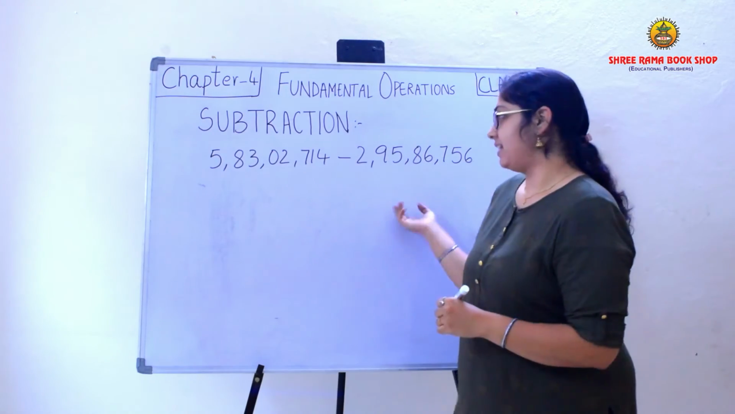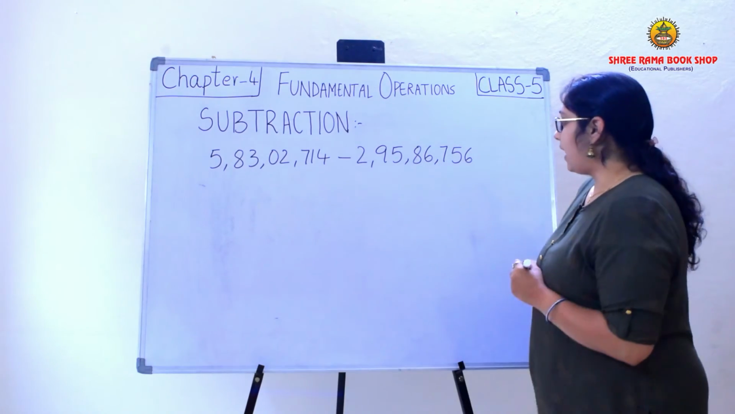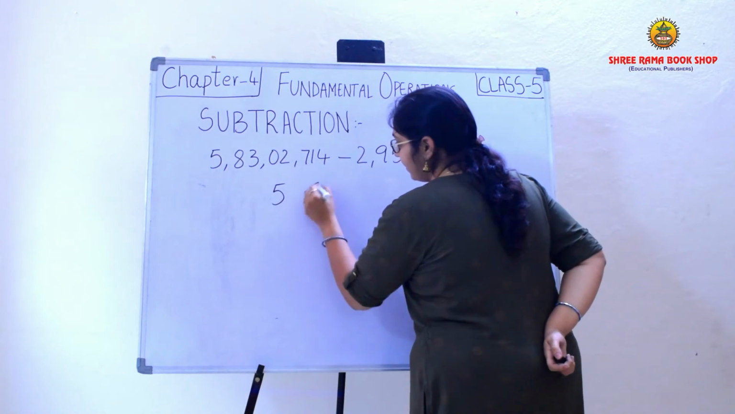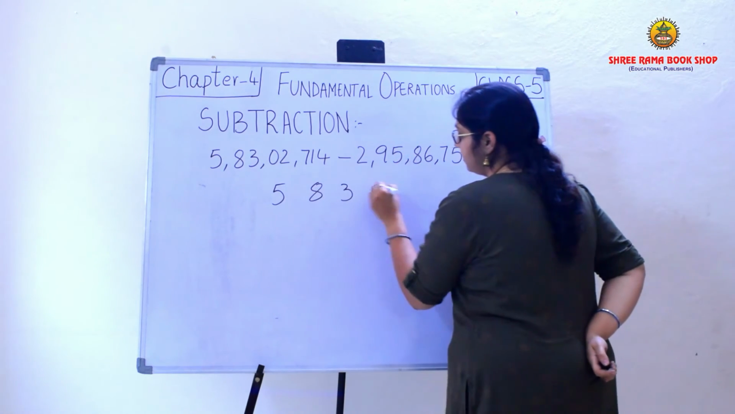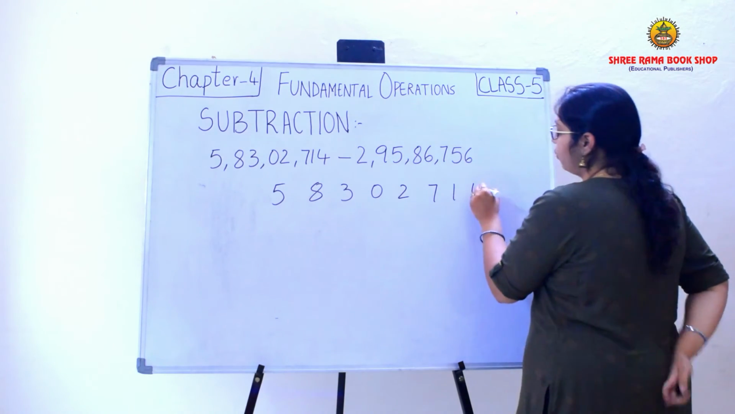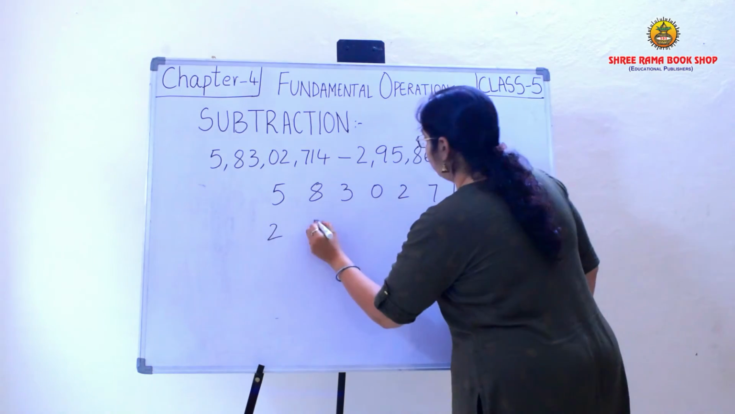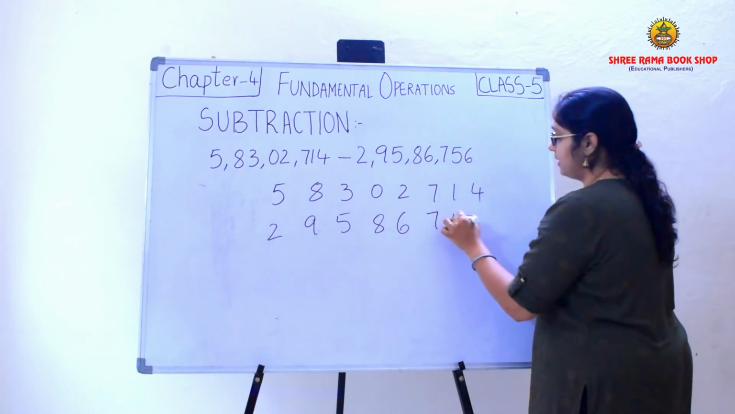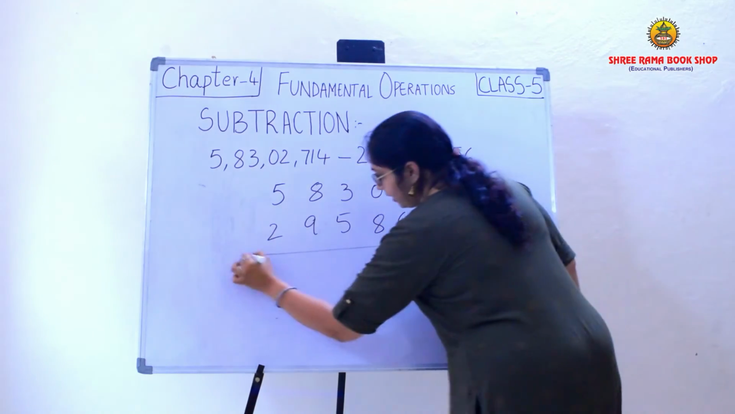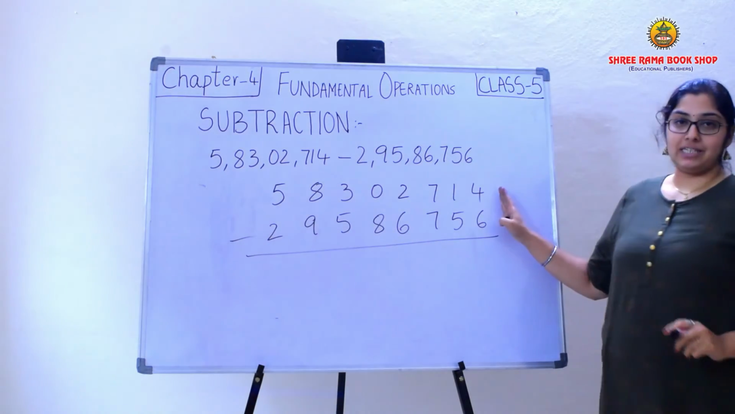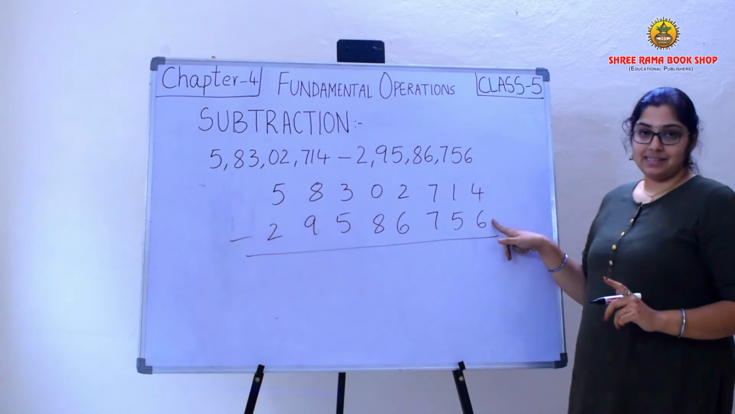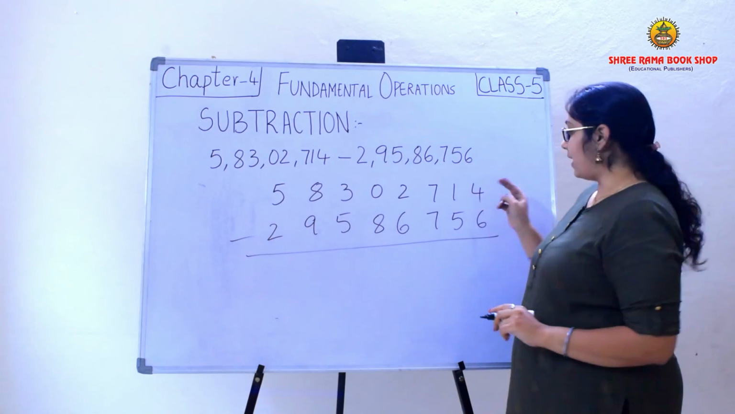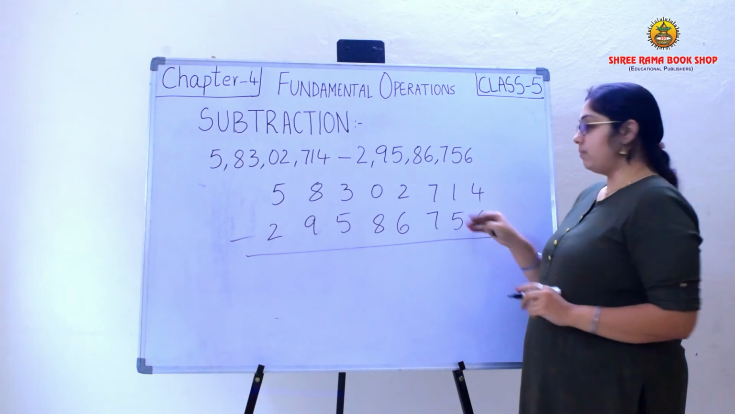Children, I have taken an example for subtraction. I will be subtracting this number from this. So it is 5, 8, 3, 0, 2, 7, 1, 4, and 2, 9, 5, 8, 6, 7, 5, 6. I will start from the ones place. 4 minus 6. I can't do 4 minus 6 because 6 is the greater number. So I need to borrow 1 from the tens place, right?